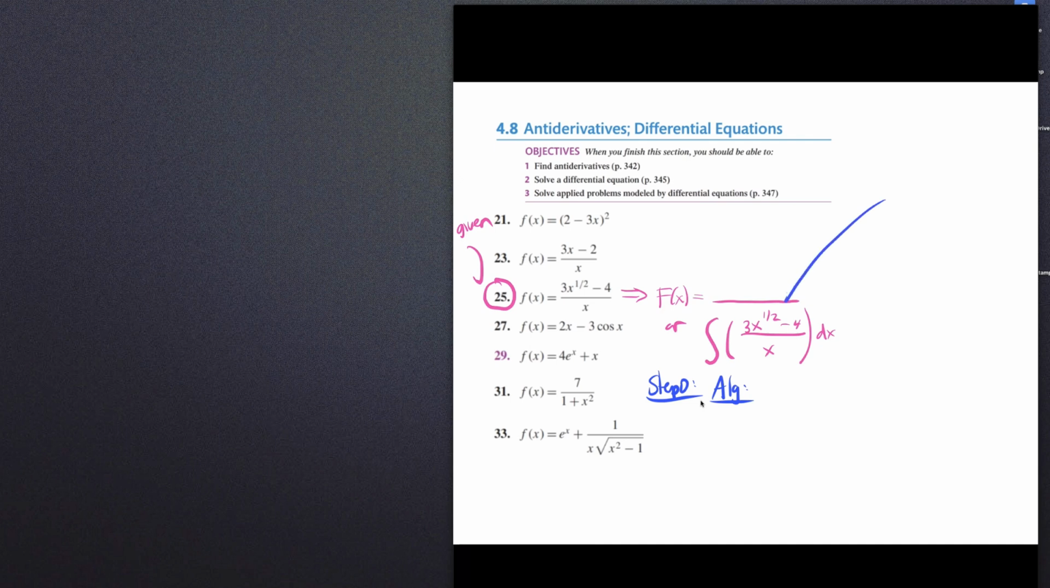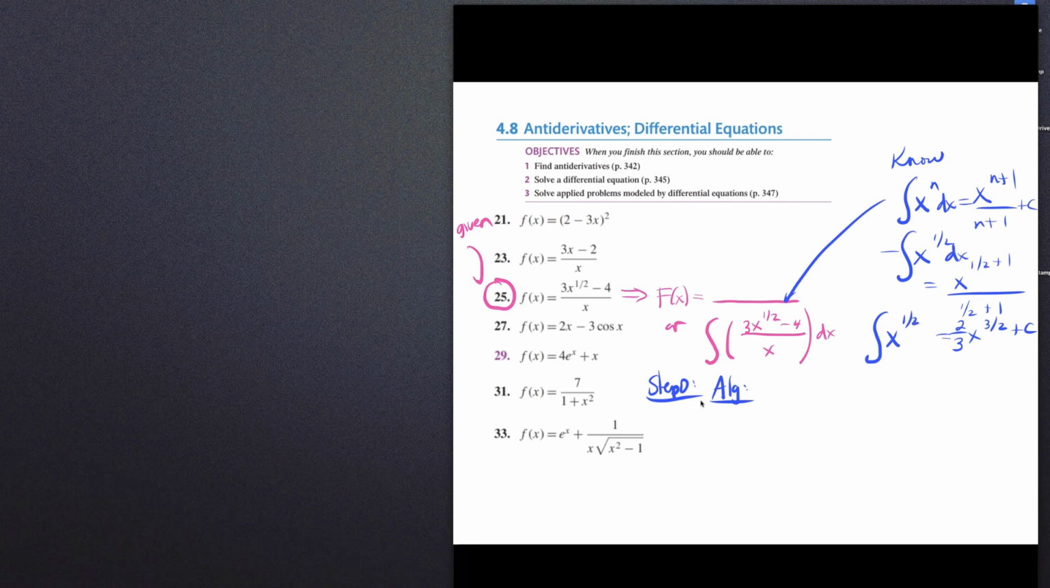And again, the thinking is that what you know is the antiderivative of x to the n is x to the n plus 1 over n plus 1. We know the antiderivative of, for example, x to the 1/2. This we know by itself is x to the 1/2 plus 1 divided by 1/2 plus 1, which is equal to x to the 3/2. Dividing by 3/2 is the same thing as multiplying by 2/3. So we know this antiderivative by itself.